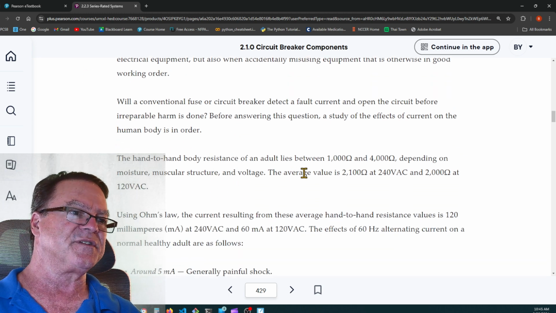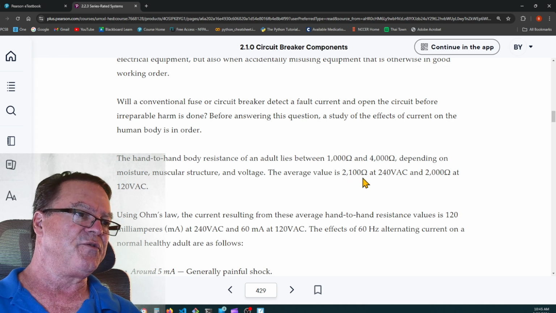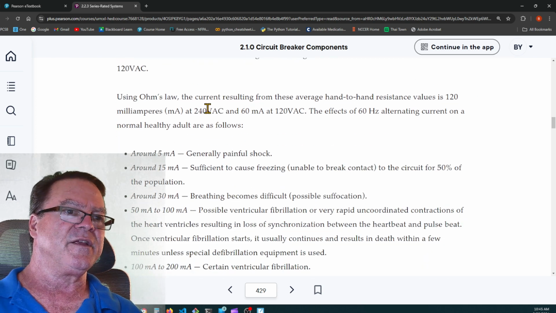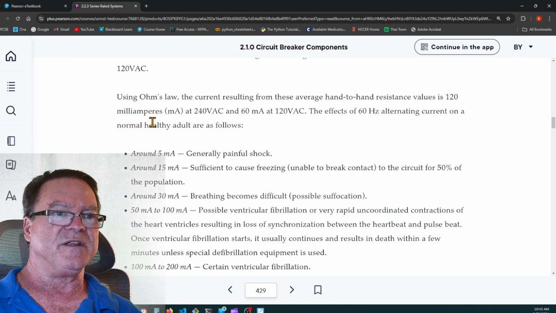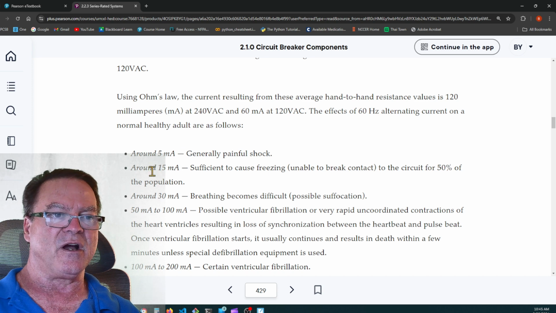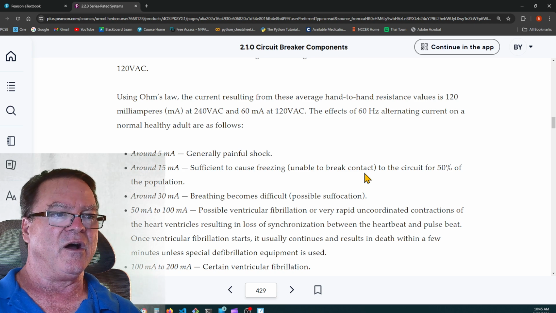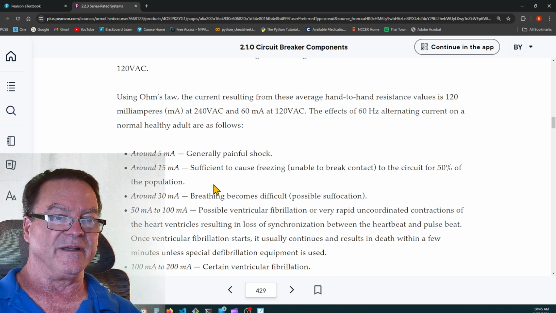The hand-to-hand body resistance of an adult lies between 1,000 ohms and 4,000 ohms, depending on moisture, muscular structure, and voltage. The average value is 2,100 ohms at 240 volts AC, and 2,000 ohms at 120 volts AC. Using Ohm's law, the current resulting from these average hand-to-hand resistance values is 120 milliamps. So here they're showing us around 5 milliamps, you get a generally painful shock. Around 15 milliamps is sufficient to cause freezing, unable to break contact. That's the let go threshold for 50% of the population.